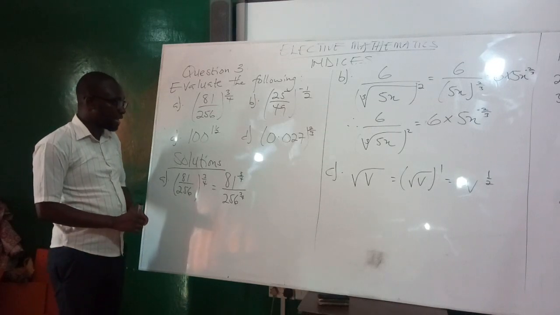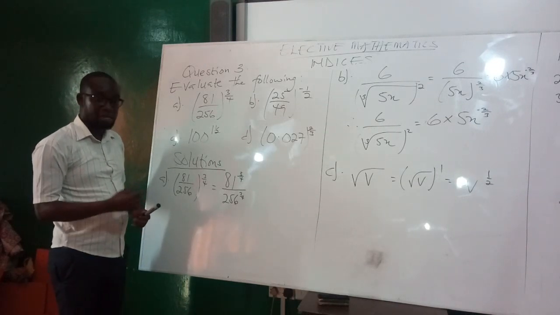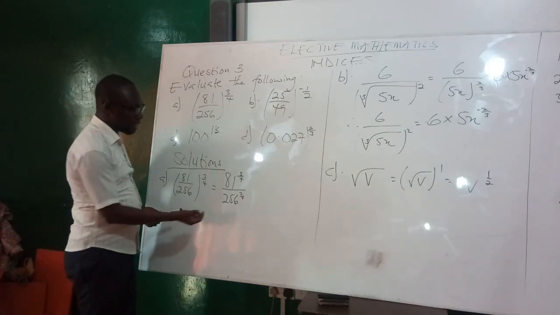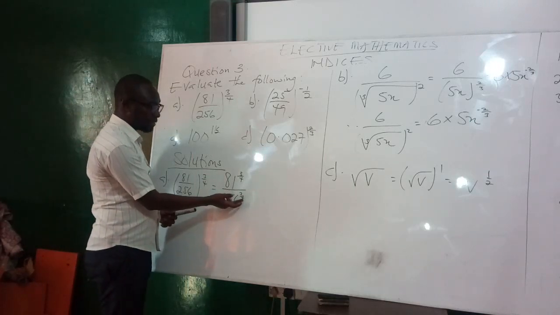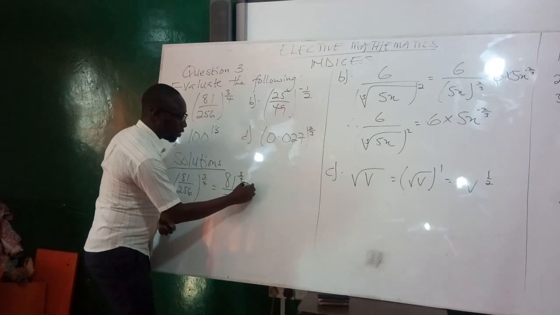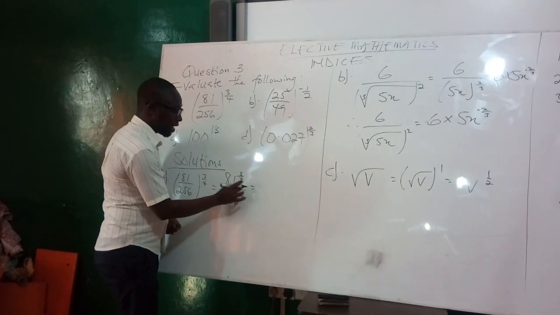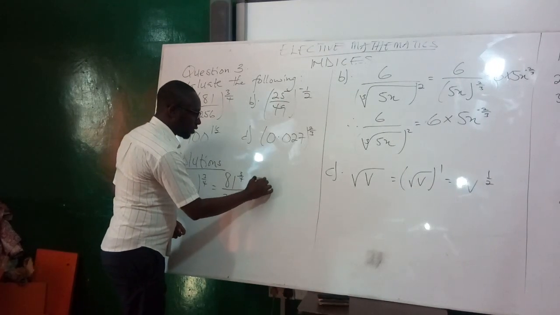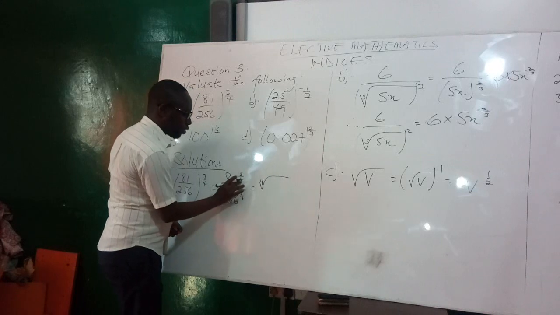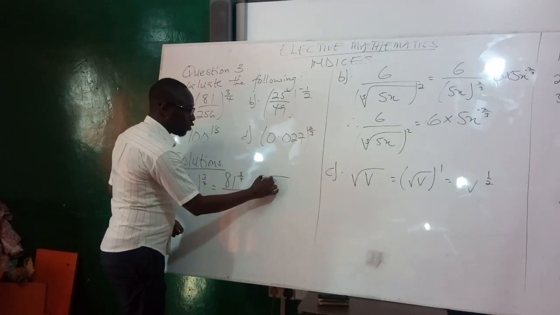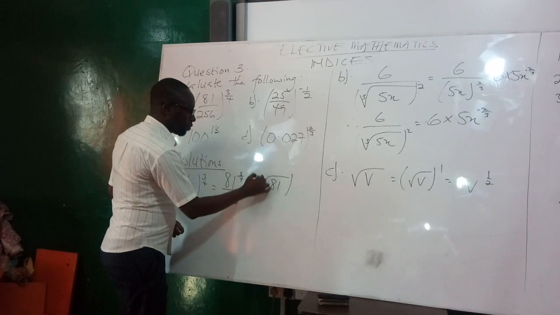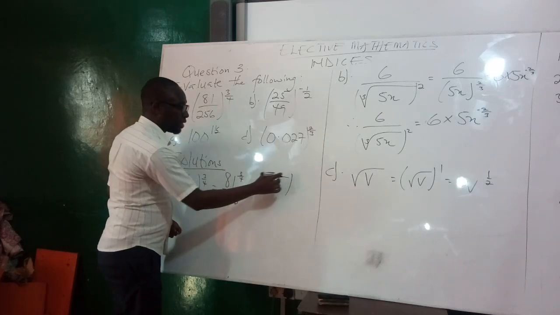Now from fractional index, we said that a fractional index is a root. Now the denominator of the index becomes the root. So we are going to write the 81 as the fourth root of 81 because we have a 4 here. Then we bring the 81. The exponent here is 3.